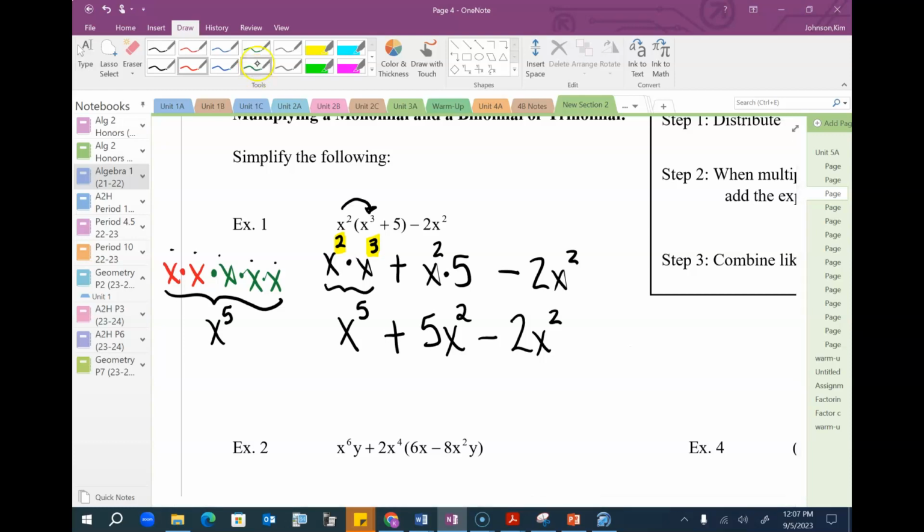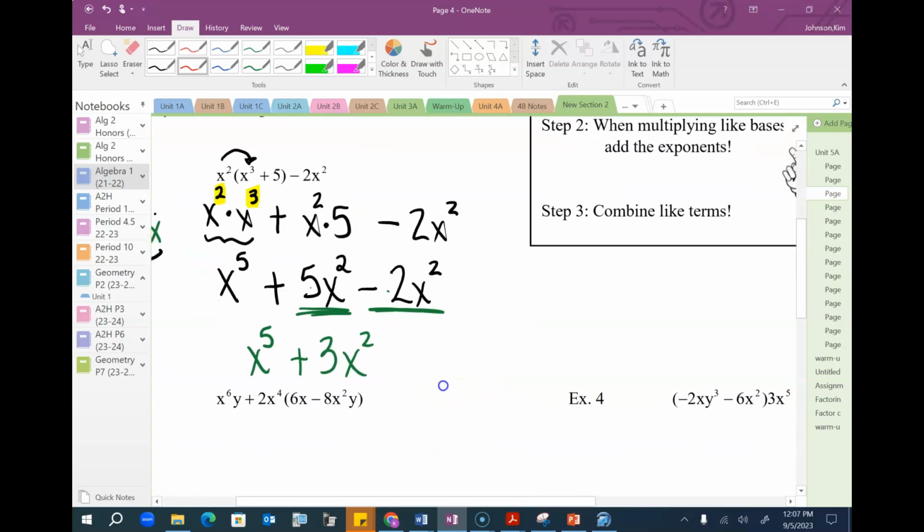Last but not least, we need to combine like terms. So I see an x squared term and an x squared term. When I do 5x squared minus 2x squared, I bring down the x to the 5th here. 5x squared minus 2x squared is 5 minus 2, so that's positive 3. And then they're like terms, so I just bring down that x squared.